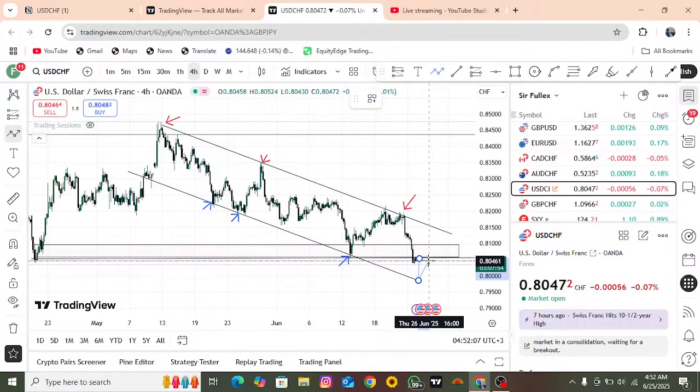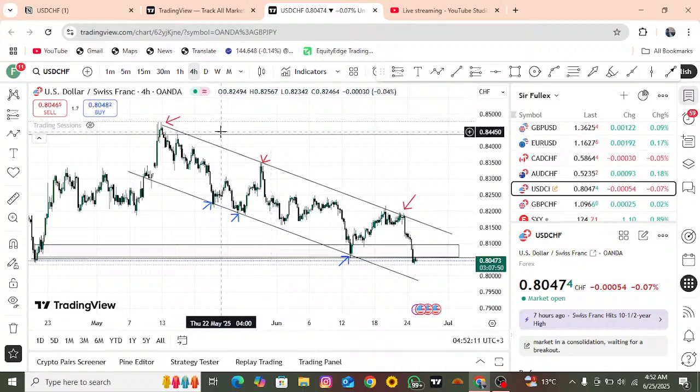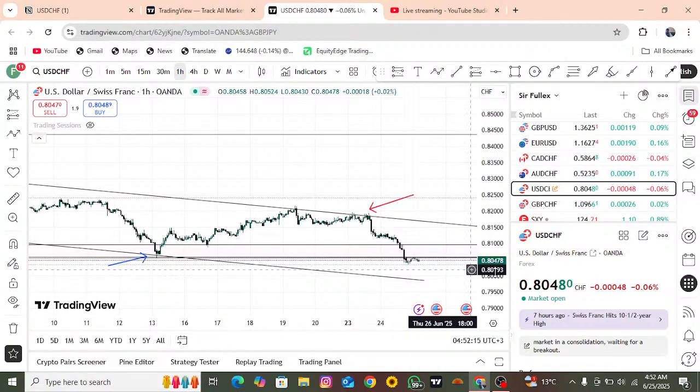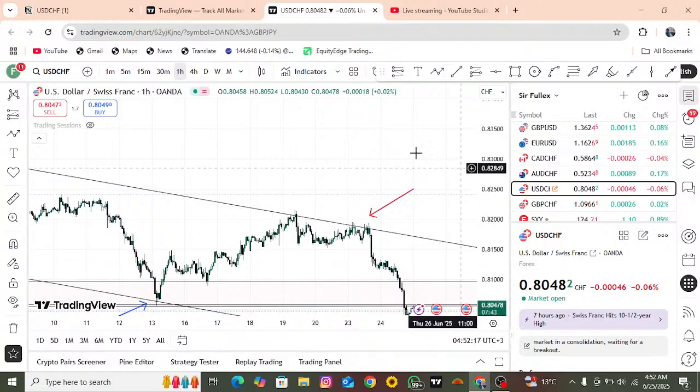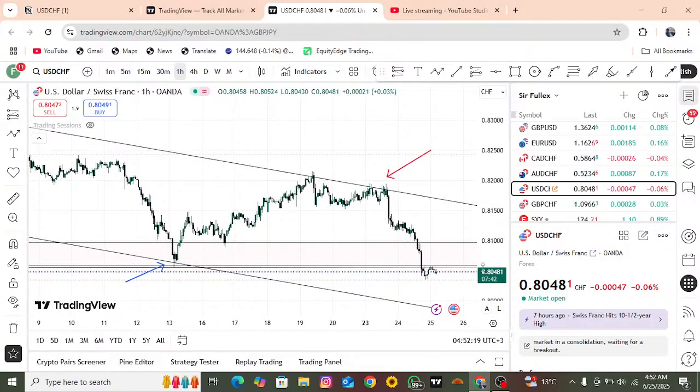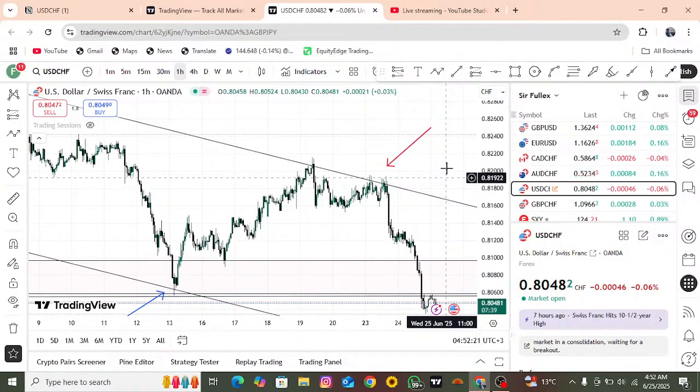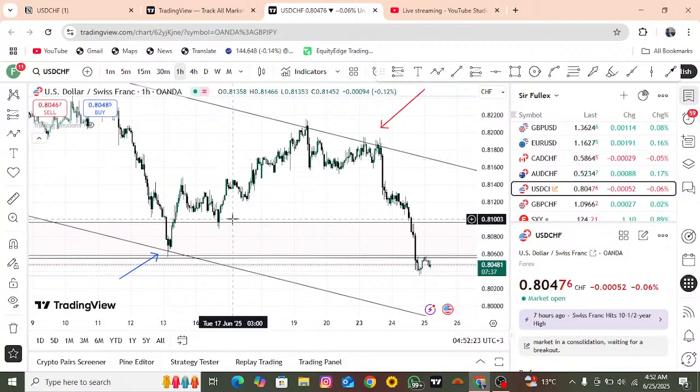I know about the pattern. It's like, okay, that's my prediction. That's not my prediction, that's my reaction, right? So if we come to the 1 hour time frame, I just want us to focus on this move.